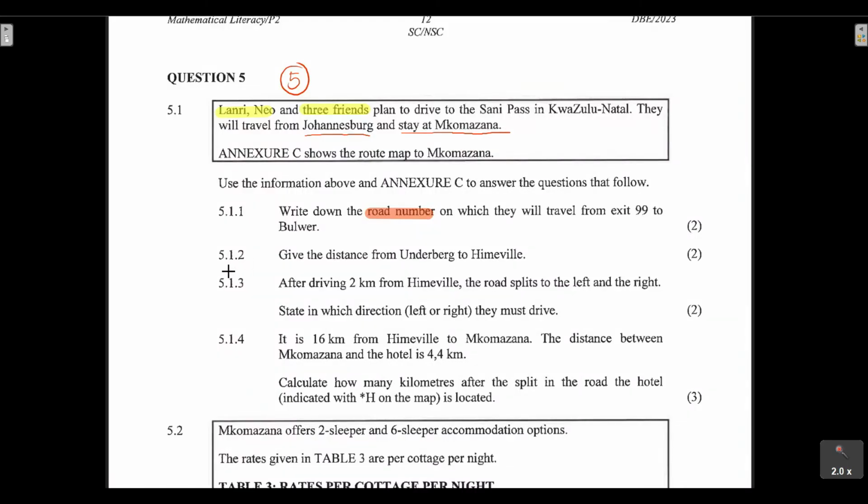Question 5.1.2 says, give the distance from Underberg to Heimville. So we're going to start from Underberg. When a question says from, just remember that the town given after the word from is your starting point. So if we start at Underberg and we go to Heimville, what is that distance?